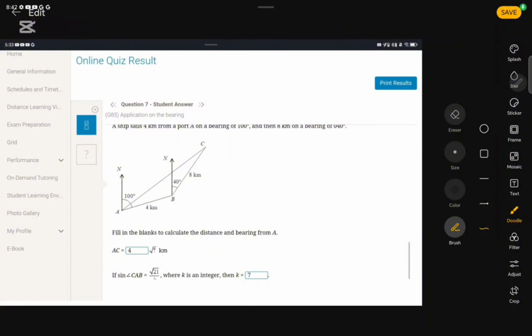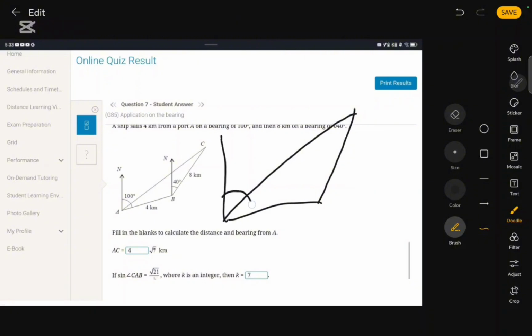Okay, now they want sine CAB. So we're gonna draw it over here so I can do something. They give you this line, all of it is 100. You have 120 over here. So 4, 8. See here, a line. I'm not gonna put the NB line. Okay, ACB, and we know this line is 4 radical 7.